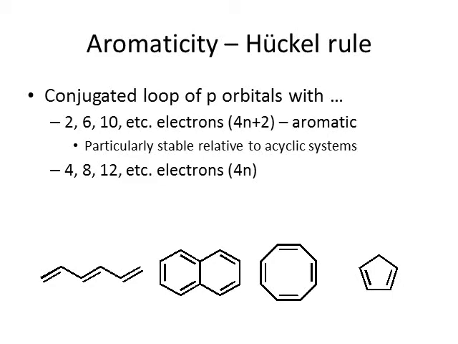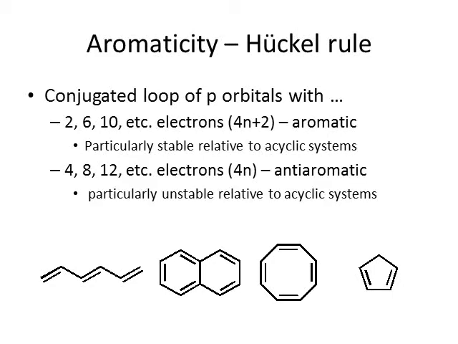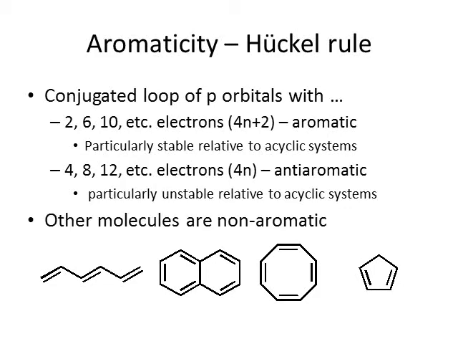On the other hand, systems that have a loop of p orbitals with 4, 8, 12, 16, that is some multiple of 4 electrons, those are anti-aromatic. Those are things that are particularly unstable. So this isn't about strain. It's not about the fact that 6-membered rings are good sterically or in terms of angle strain or whatever. It's all about the number of electrons within that loop of p orbitals. Also, if things don't have a cyclic conjugated loop of p orbitals, they're non-aromatic.